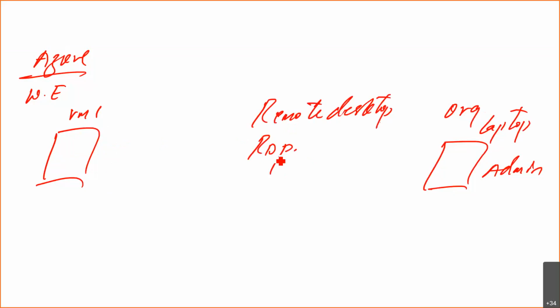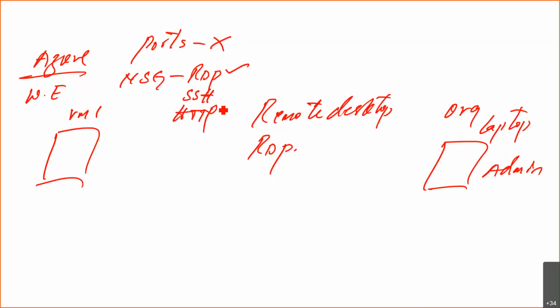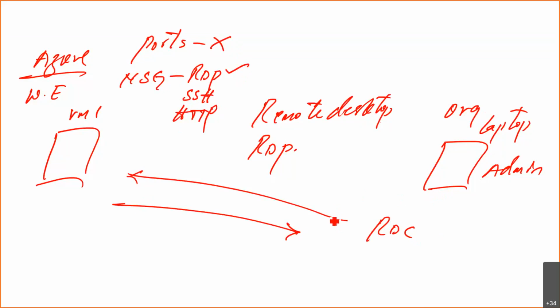Which port? RDP. By default, all the ports are locked, blocked, but we have to enable the ports. How do we enable a port? By using NSG. You can enable the RDP port, the SSH port, or the HTTP port, your choice. So I enable RDP. Now from my PC, by using this RDP port, TCP connection, I can request this VM to access this machine. Take the remote desktop, and then the machine's remote desktop is available in front of me. VM1, then I can add the services.